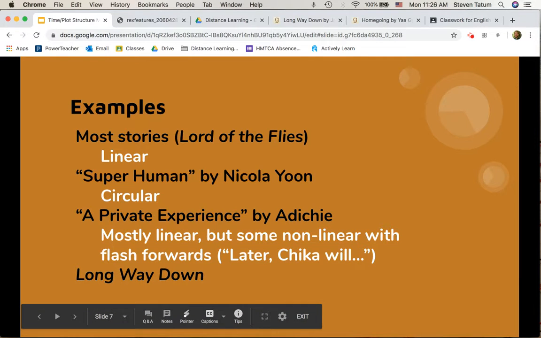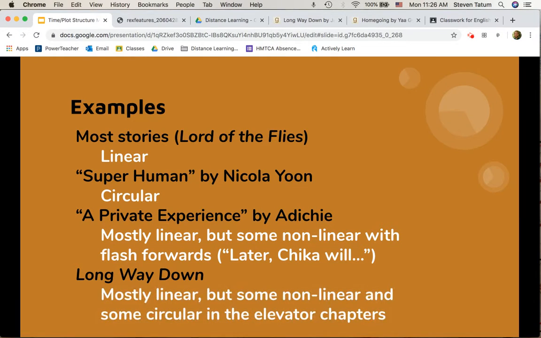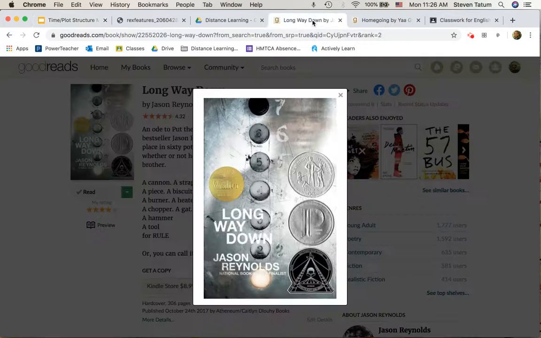Long Way Down is a really interesting example to think about in terms of this. Similarly, it's mostly linear. It's the story of him from right after his brother was shot to the elevator ride down. But obviously, it's more complicated than that. We get a lot of flashbacks from him in a non-linear kind of way, where it's jumping around to different memories, all out of order.